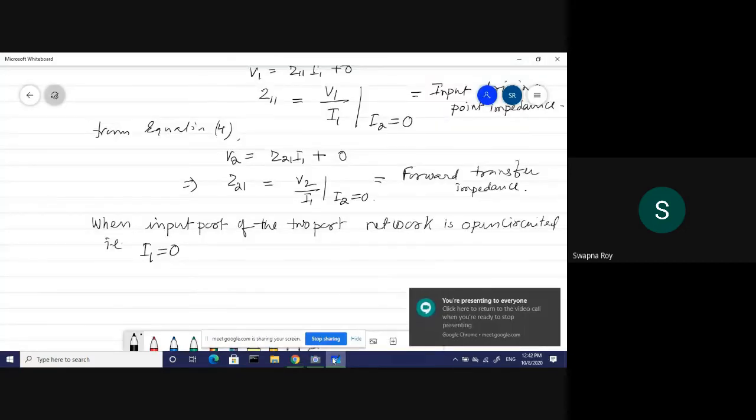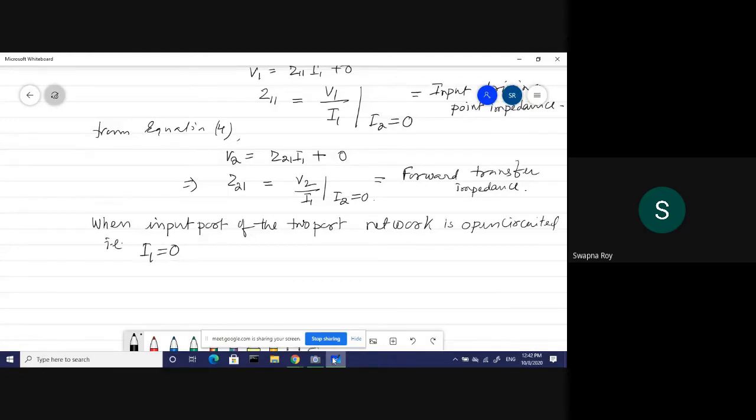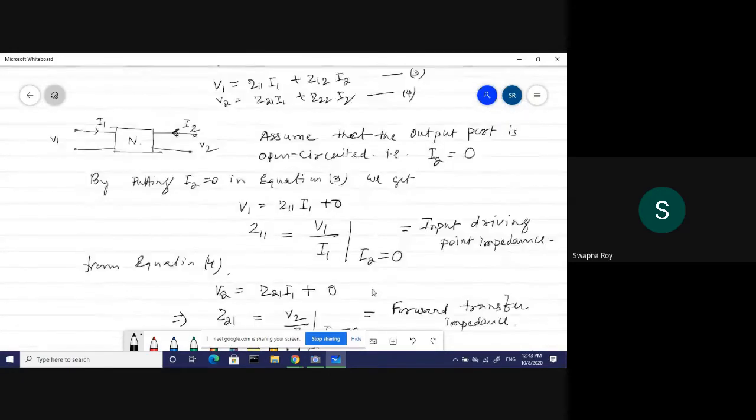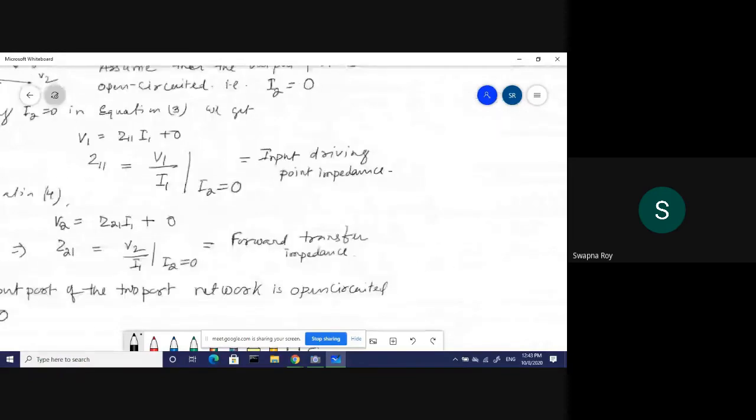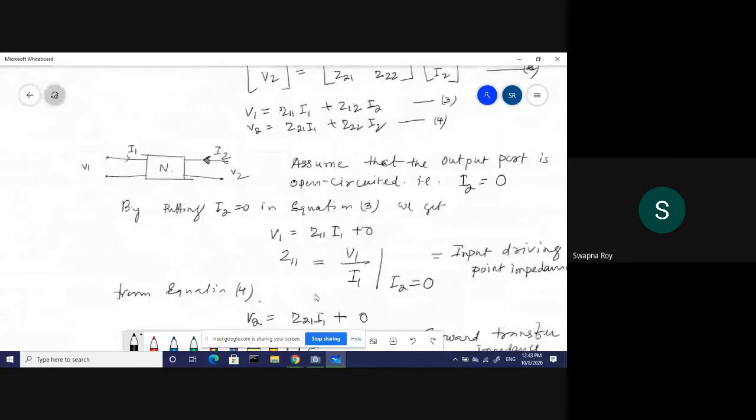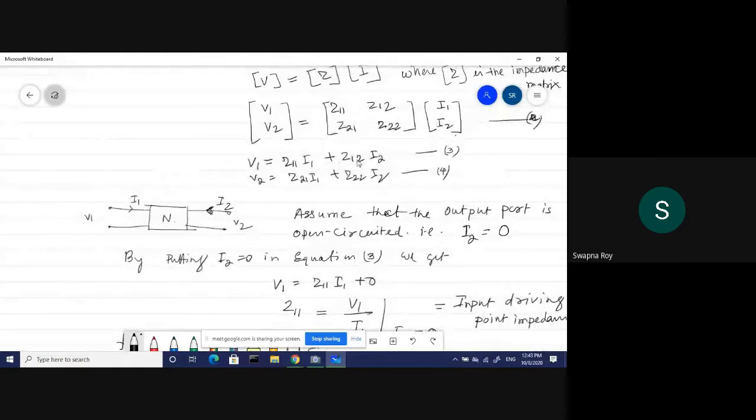So when the input port of the two-port network is open circuited, that means no current will enter the network. So at that time I1 is equal to 0. So we have the equations like V1 is equal to Z11 I1 plus Z12 I2. Now I1 is equal to 0, so V1 is equal to Z12 I2. Similarly, V2 is equal to Z22 I2.